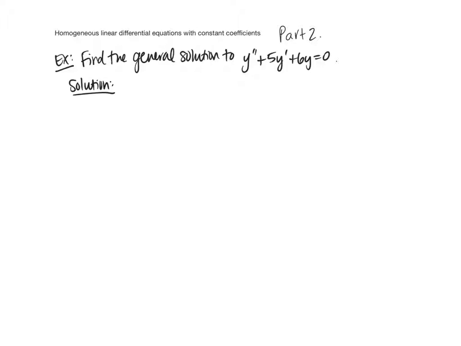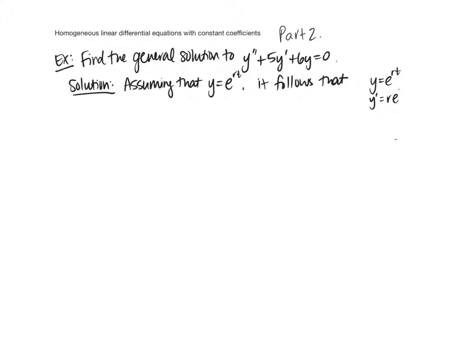So for this type of differential equation, we're going to assume that our y is of the form e to the rt. It follows that we are going to have y prime. If y is equal to e to the rt, y prime is going to be r e to the rt, and y double prime is going to be r squared e to the rt.